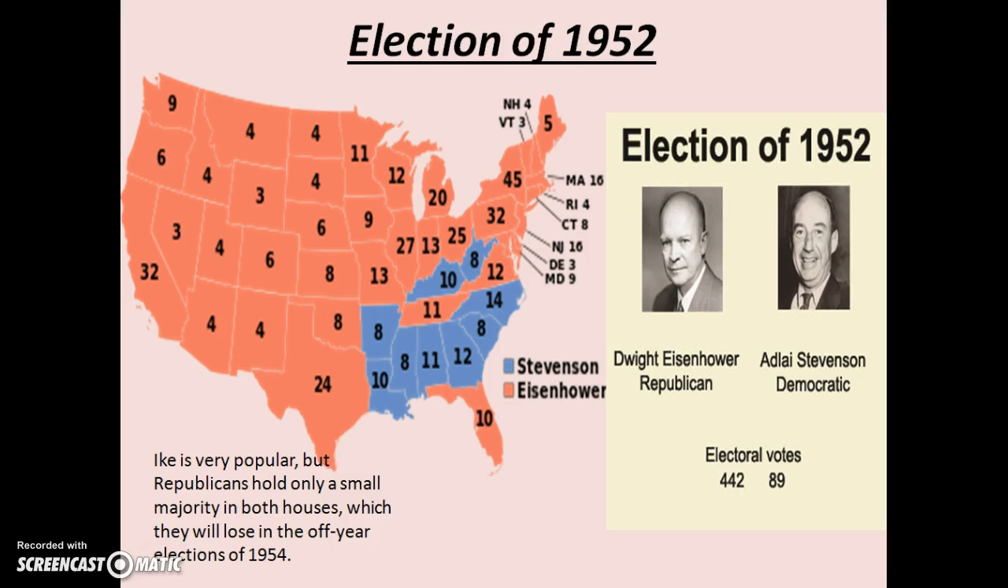The election of 1952, Eisenhower will run against the Democrat Adlai Stevenson. Ike is very popular, but Republicans will hold only a small majority in both houses, which they will lose in the off-year elections of 1954.